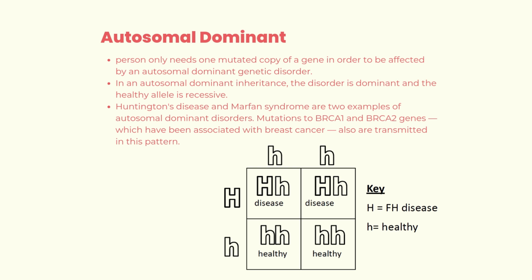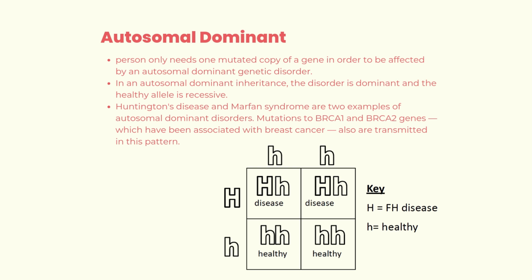So in the autosomal dominant inheritance pattern, the disorder is dominant and the healthy allele is recessive. Both Huntington's disease and Marfan syndrome are two examples of autosomal dominant disorders. When we look at this Punnett square, our capital H is for the diseased gene, and the lowercase h is for the healthy gene. If the genotype of parent 1 is heterozygous, they actually have the disorder, and parent 2 would be homozygous recessive, so they would be fully healthy.